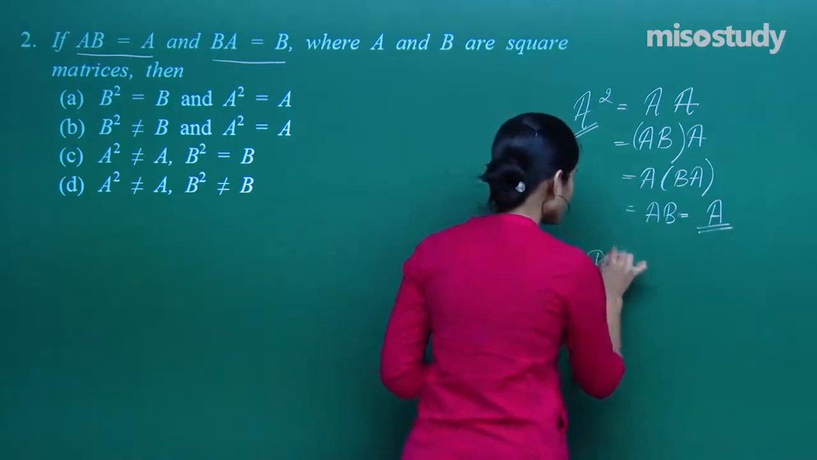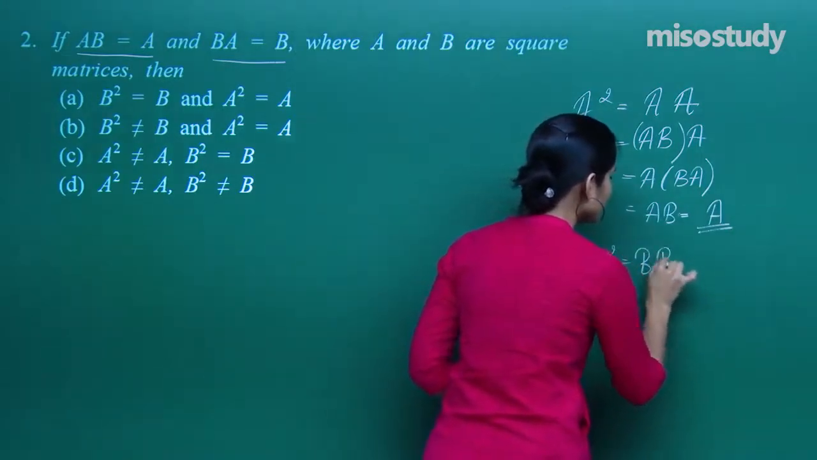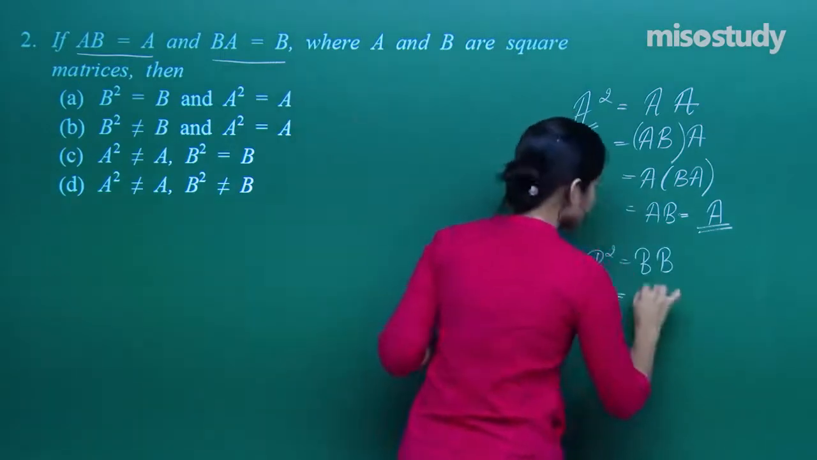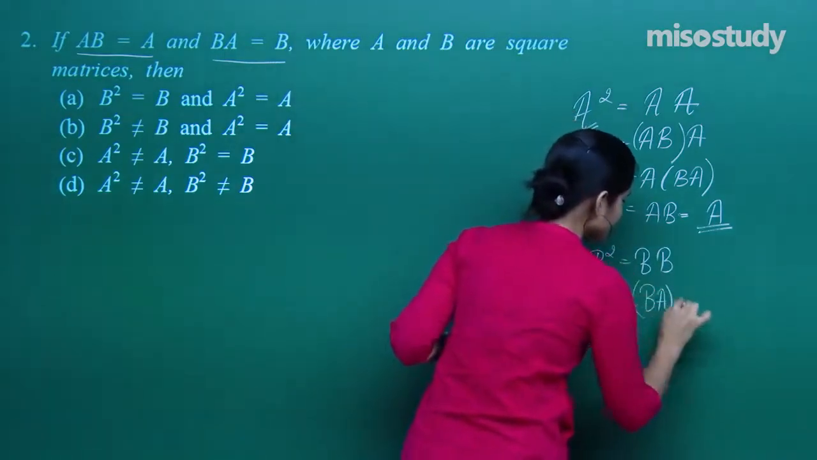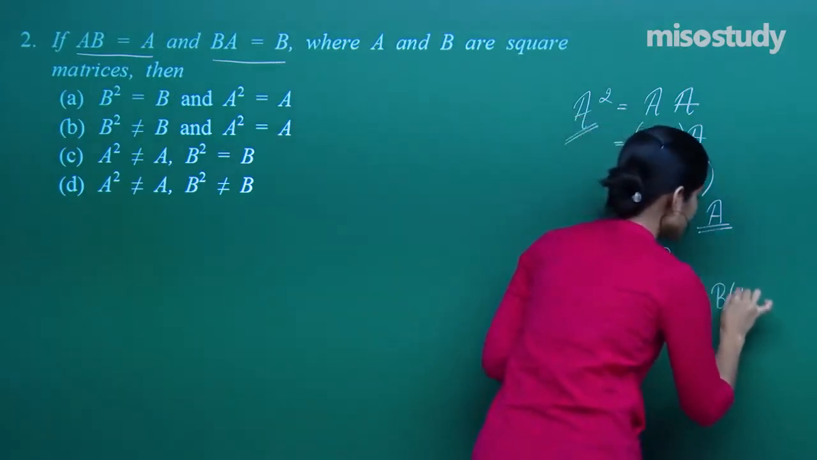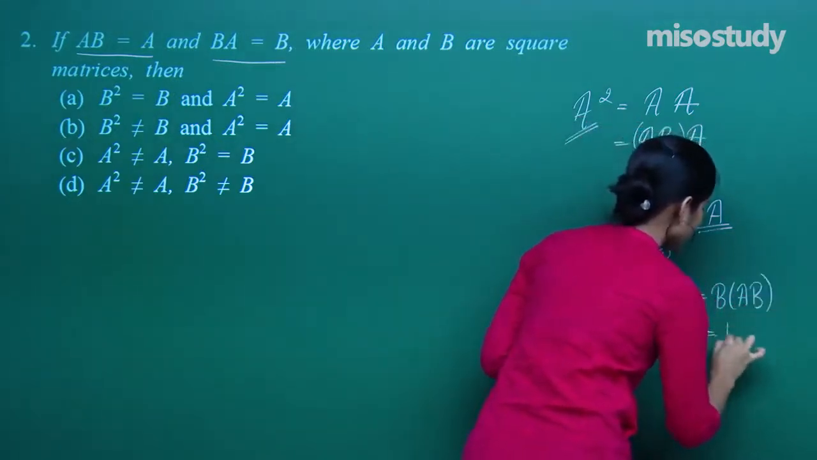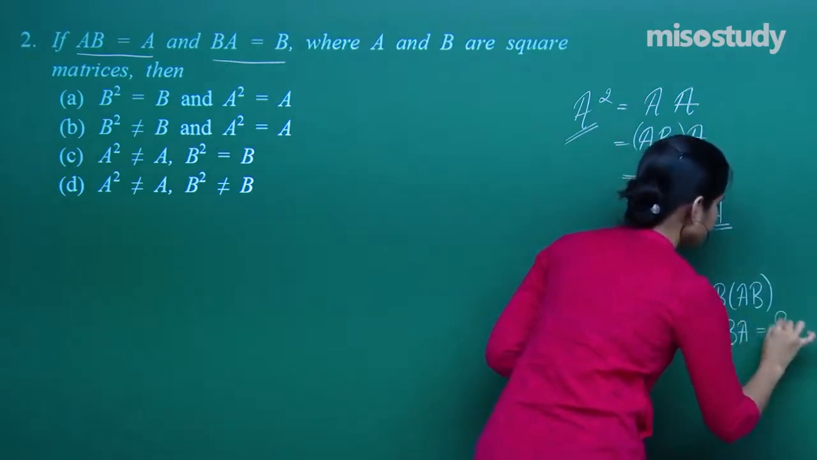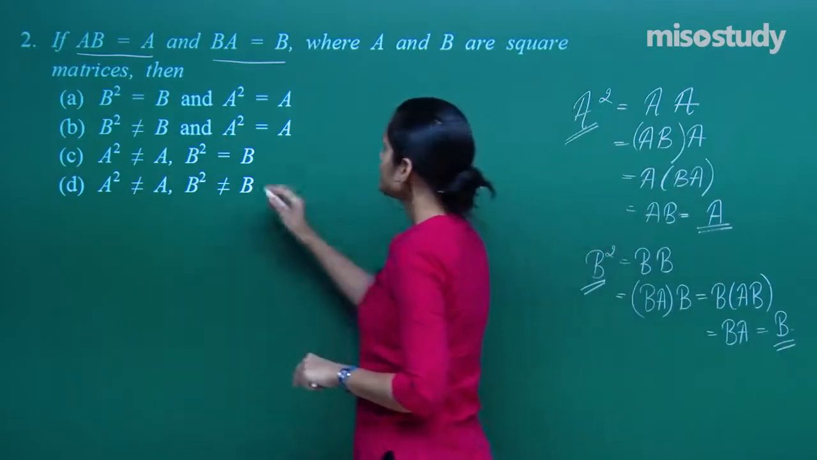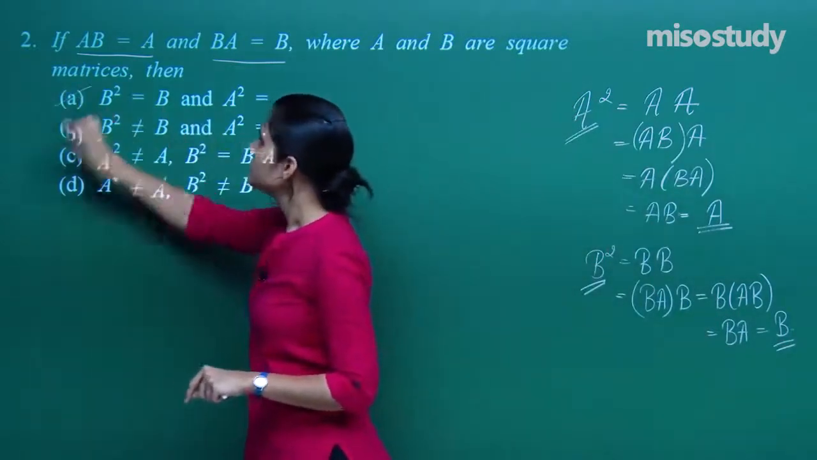Similarly, talking about B square is B into B, right? B is nothing but BA into B. By again associativity, I can write it as this, but AB is A and BA is B. So B square is also equal to B. So you are getting that A square is A and B square is B.